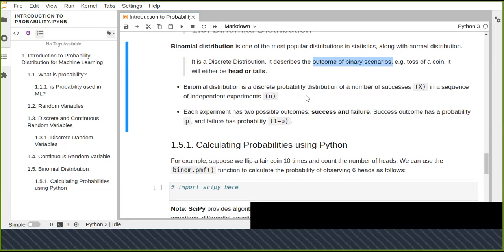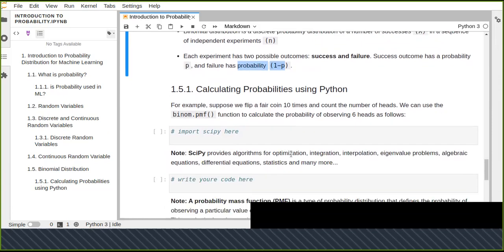Binomial distribution is a discrete probability distribution of the number of successes x in a sequence of n independent experiments. Each experiment has two possible outcomes, success and failure. The success outcome has a probability of p, and failure has the probability of 1 minus p. So the sum of the two outcomes equals 1. If we get the probability of success, then we can subtract it from 1, and we get the probability of failure.